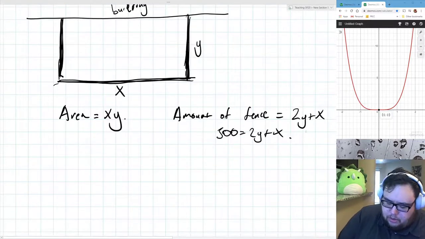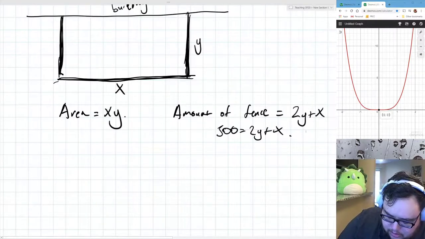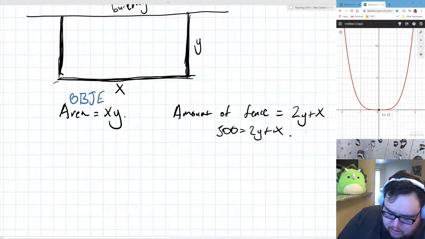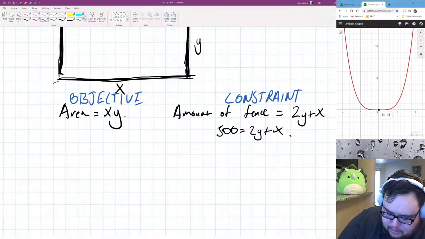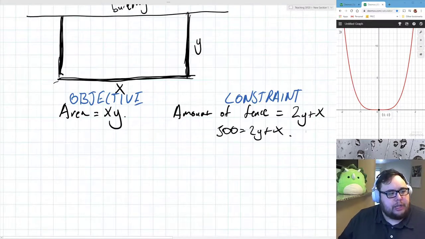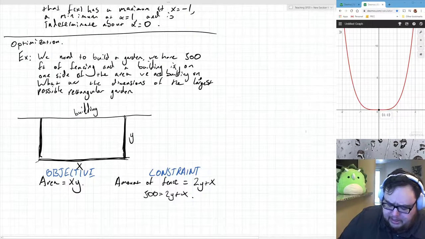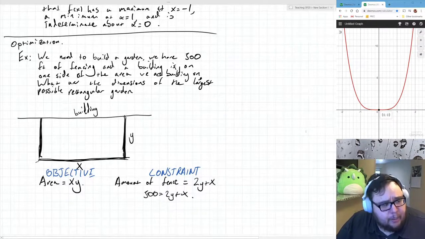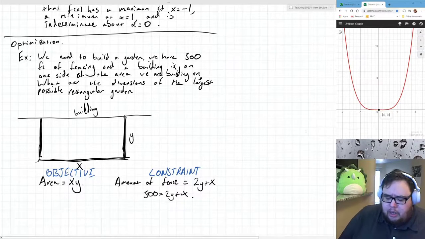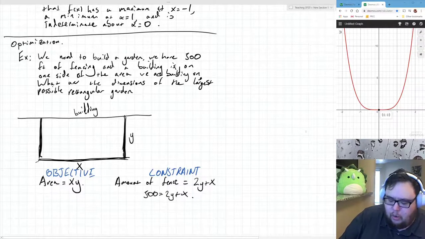So these two equations are called, respectively, the objective equation, I'm going to put this in a different color, and the constraint. Every optimization problem will have an objective equation, period. The objective is the thing that you're trying to optimize. We knew that our objective equation would be the area equation. If we go back to the question, what are the dimensions of the largest possible rectangular garden? What we're trying to maximize here is the area of the garden. In an optimization problem, your objective equation is always the equation that describes the thing that you're trying to make maximally large or minimally small.